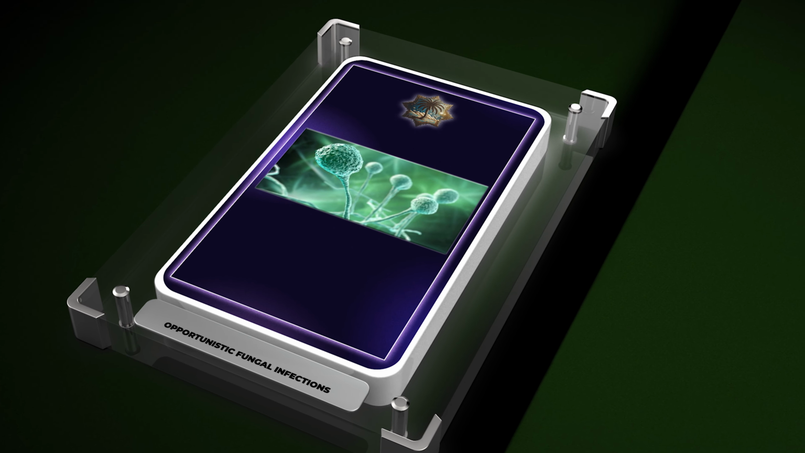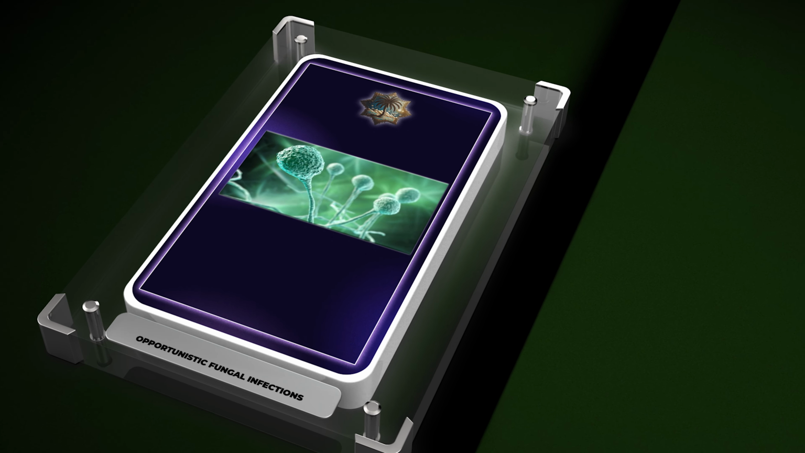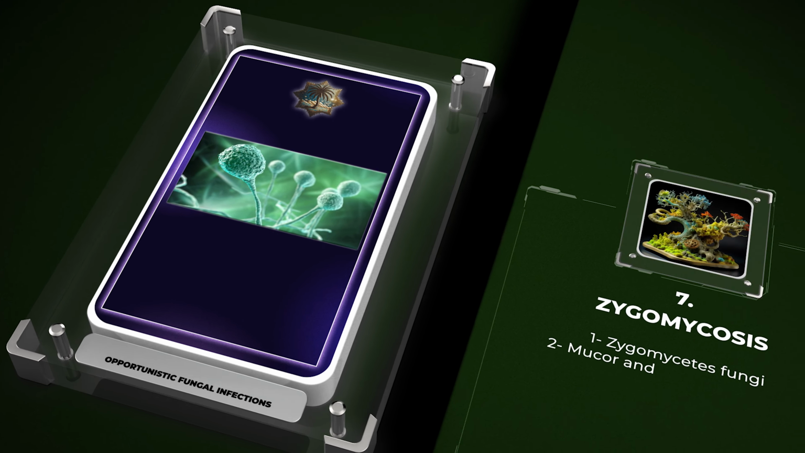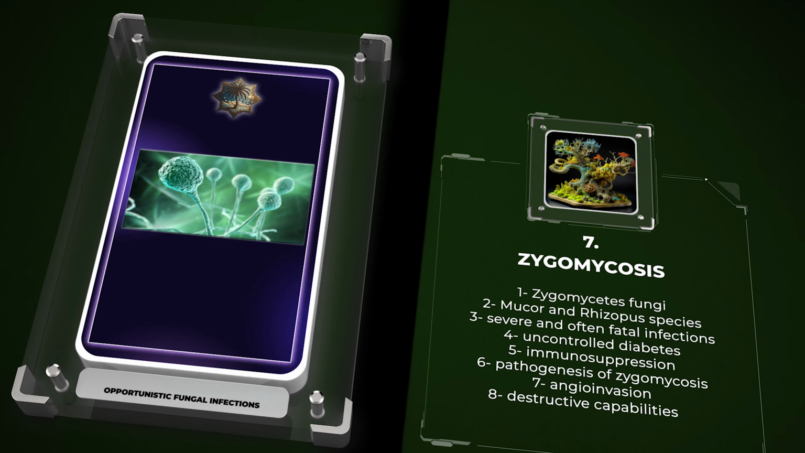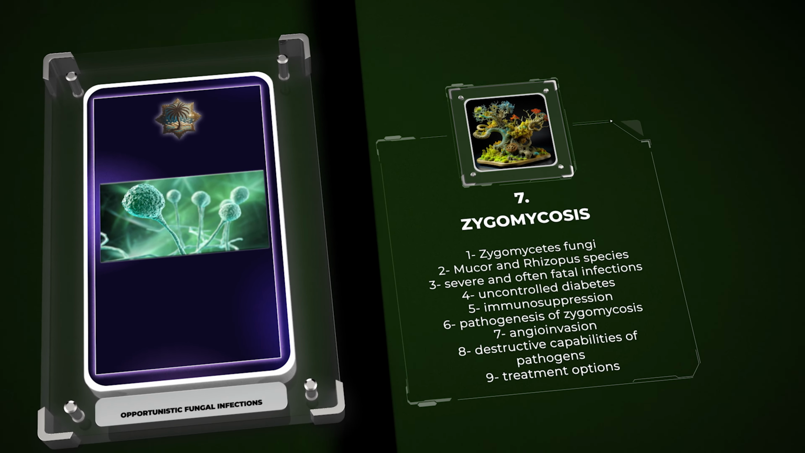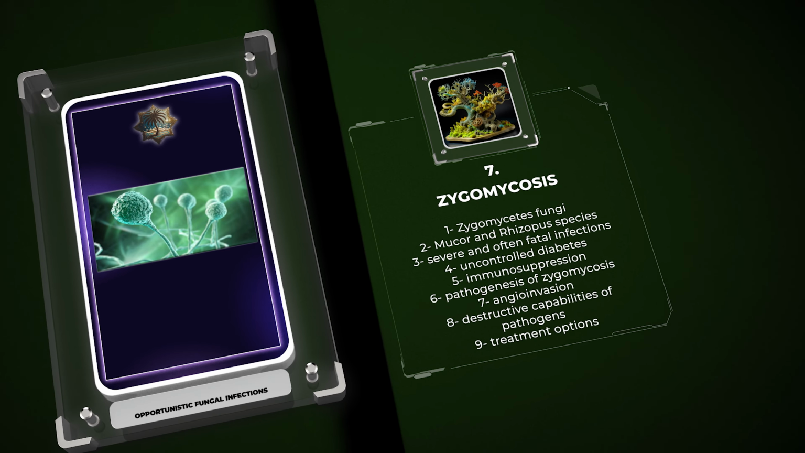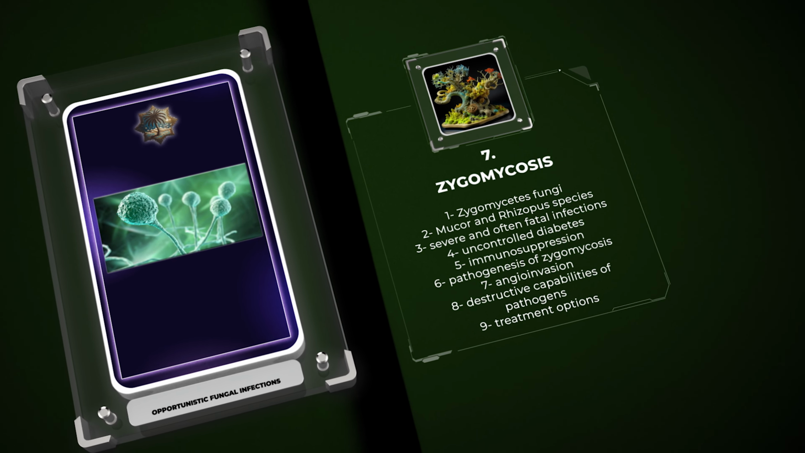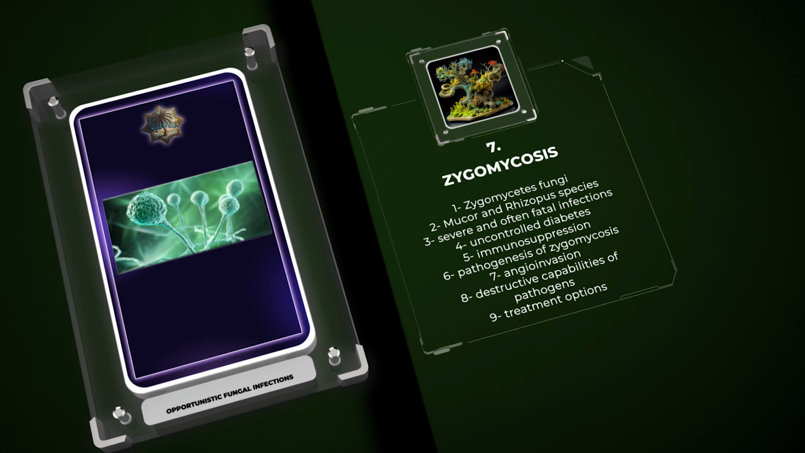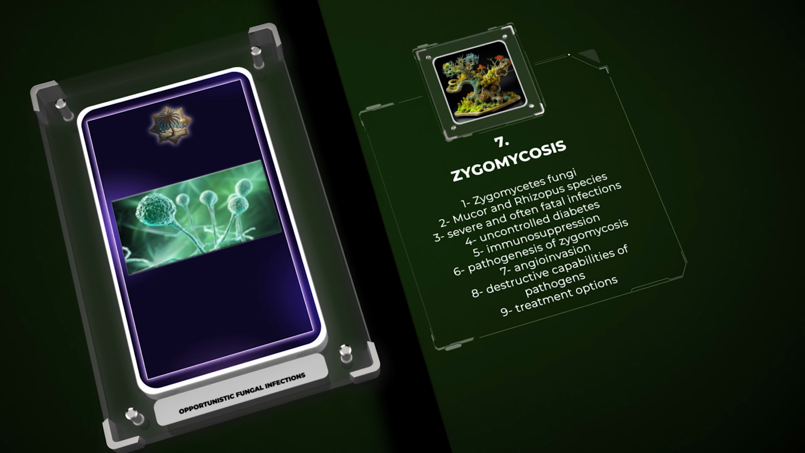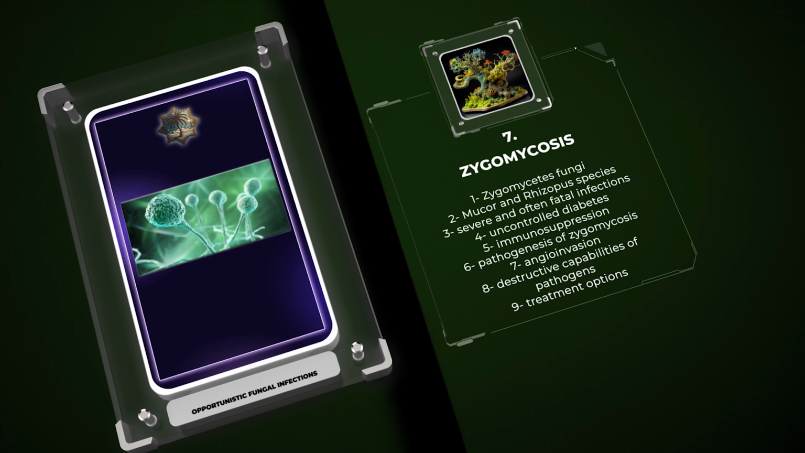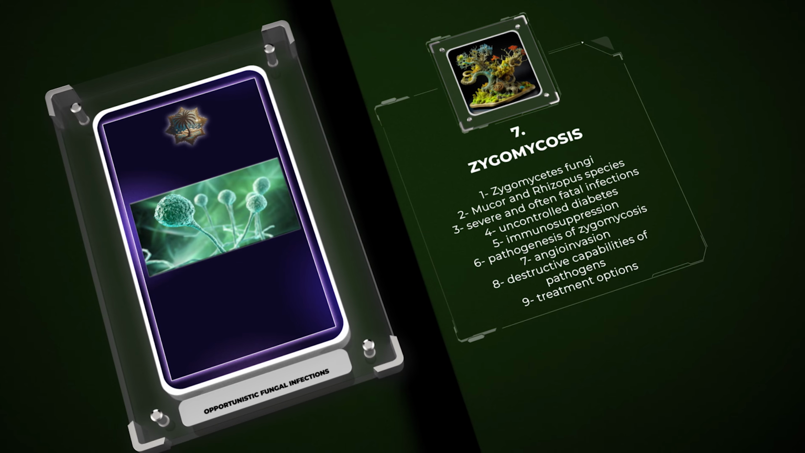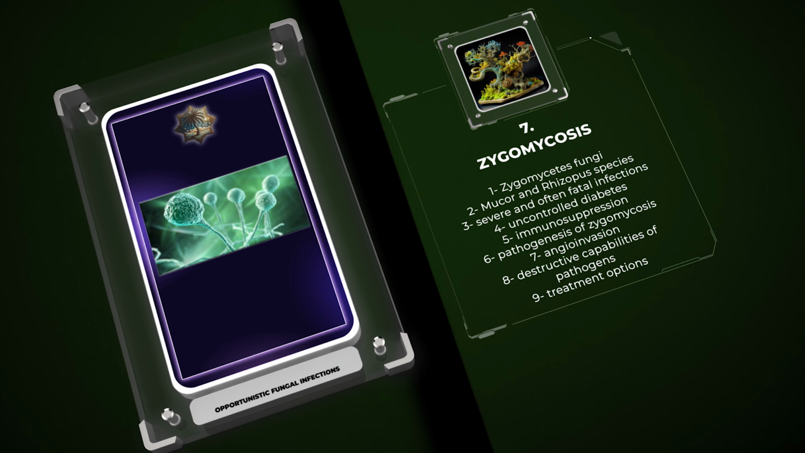Zygomycetes fungi, including Mucor and Rhizopus species, can lead to severe and often fatal infections, especially in patients with uncontrolled diabetes or immunosuppression. We will analyze the pathogenesis of zygomycosis, emphasizing angioinvasion and the destructive capabilities of these pathogens. Treatment options, from extensive surgical debridement to antifungal medications such as amphotericin B, will be explored.